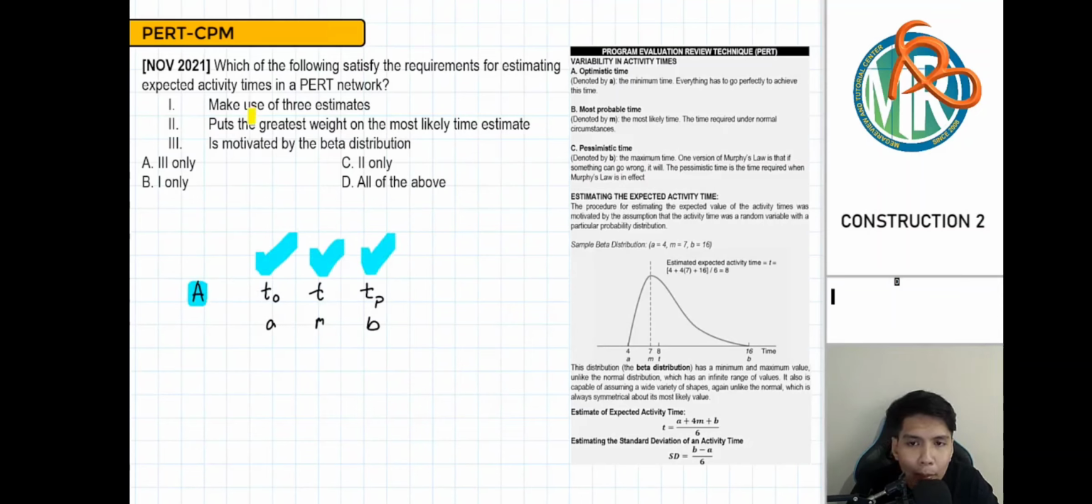Now, is the statement in number 1 correct? It says, make use of 3 estimates. The 3 estimates referred to here are your time estimates. So therefore, this first condition is correct.